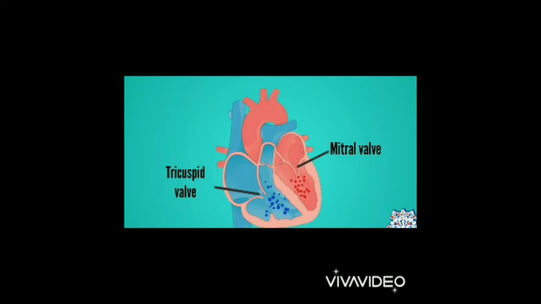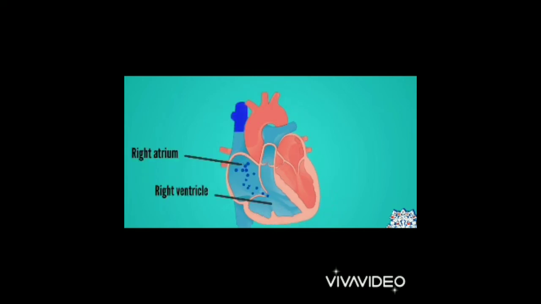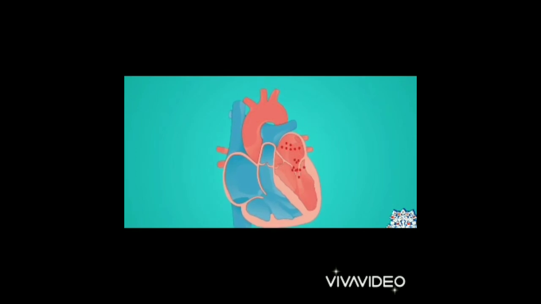The signal from the sinoatrial node, known as the pacemaker of the heart, that coordinates contraction, sends waves that trigger both atria to contract. The contraction spurs the right atrium to empty its content into the right ventricle, and at the same time, the left atrium empties its content into the left ventricle.